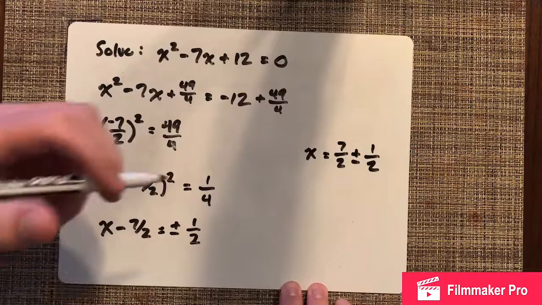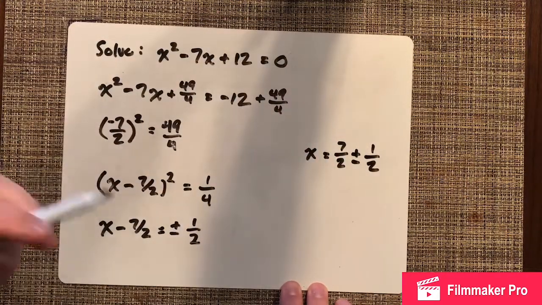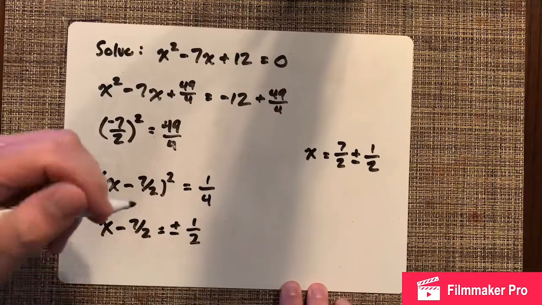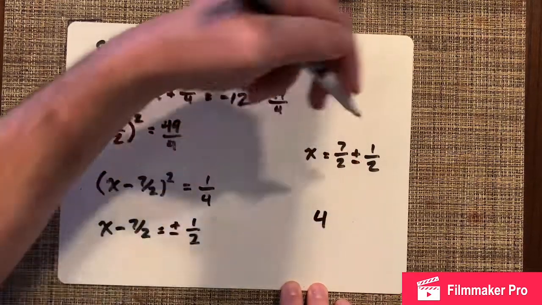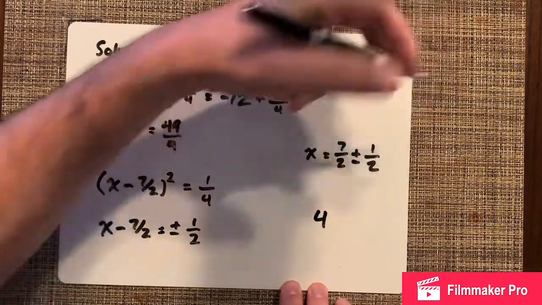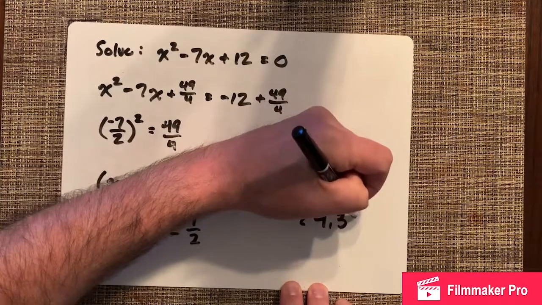We're going to get two solutions. 7 plus 1 is what, David? 8. Divided by 2? Is 4. Okay, so 4 is one answer. 7 minus 1? 6. 6 divided by 2? 3. Okay, so life isn't too bad.